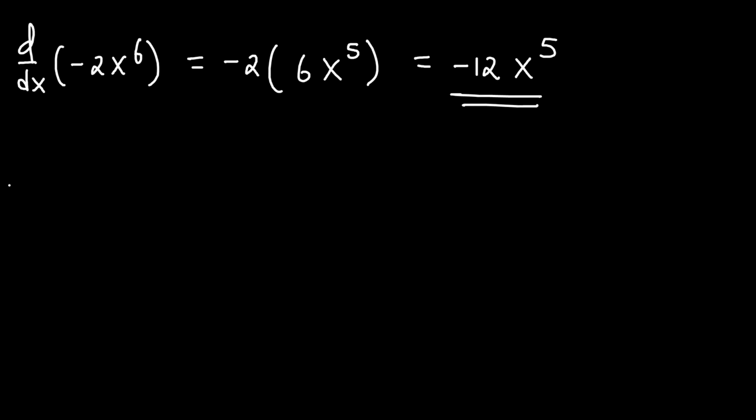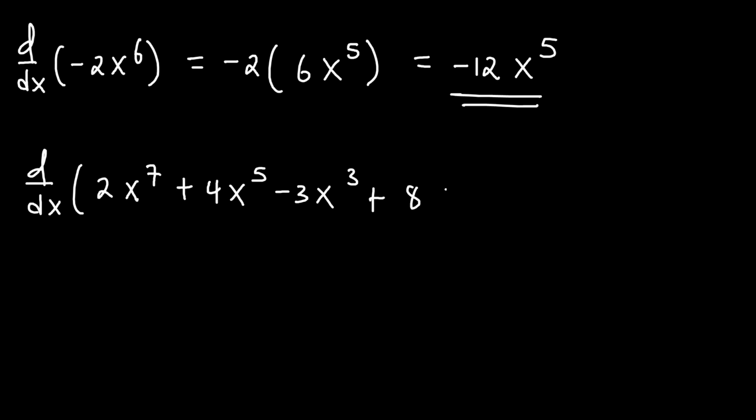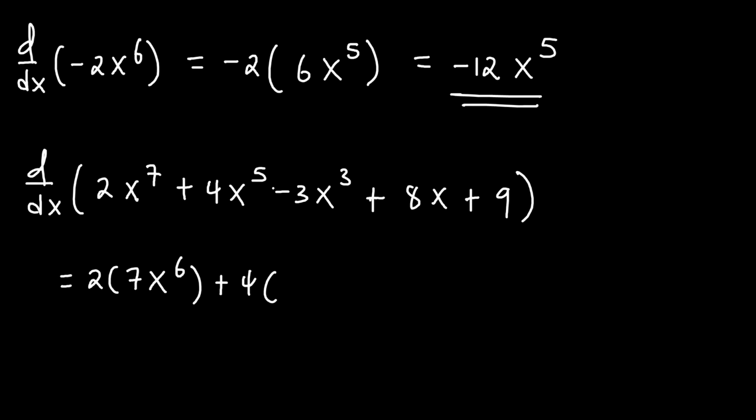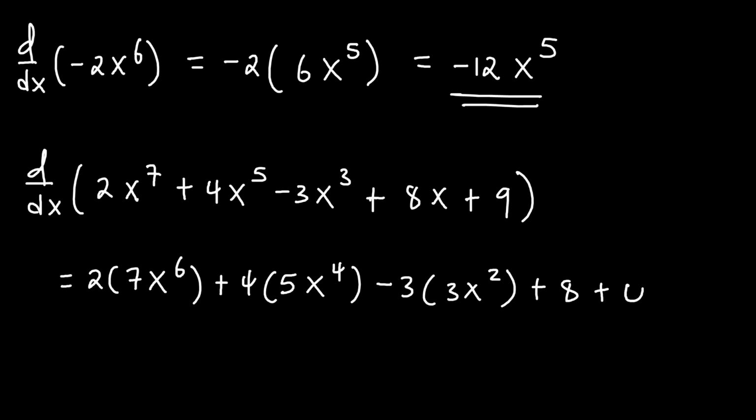Now how about the derivative of 2x to the power of 7, and then plus 4x to the power of 5, minus 3x to the power of 3, plus 8x, and then plus 9. This will give us 2 times the derivative of x to the power of 7, which is 7 times x to the power of 6, and then plus 4 times the derivative of x to the power of 5, which is 5 times x to the power of 4, and then minus 3 times 3x to the power of 2, and then plus the derivative of 8x, which is 8, and then when you differentiate 9, you get 0.